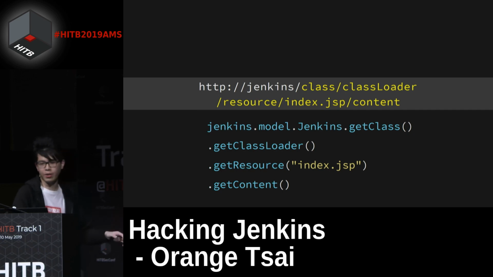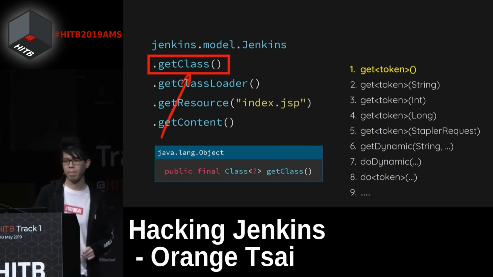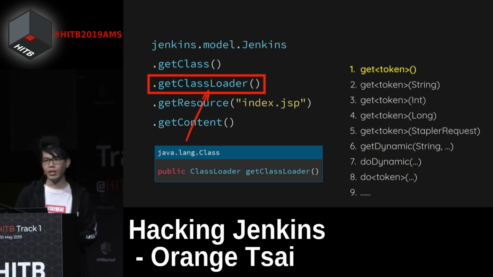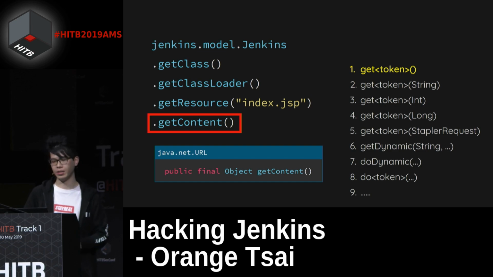We construct the following URL to abuse the dynamic routing: getClass, .getClassLoader, .getResource, .getContent. Let's explain one by one. The method getClass matches the first naming convention rule and returns a java.lang.Class object. The getClassLoader is a method on the java.lang.Class object and also matches the first rule, so we can call that too, and it returns a ClassLoader object. The same idea: the method getResource matches the second rule and returns a URL object. The last is to call the method getContent to read the file content.